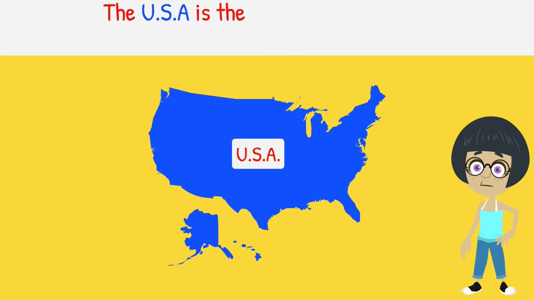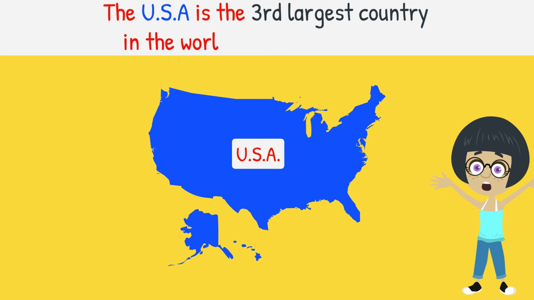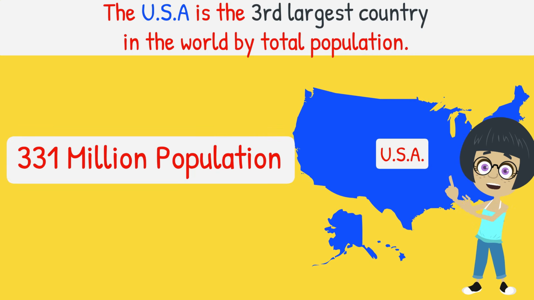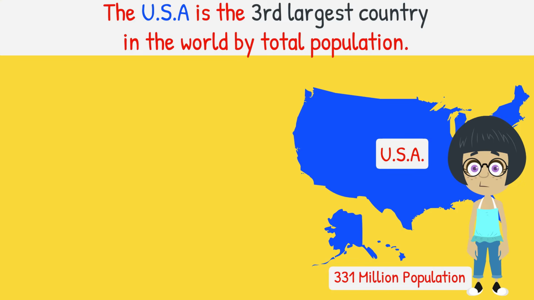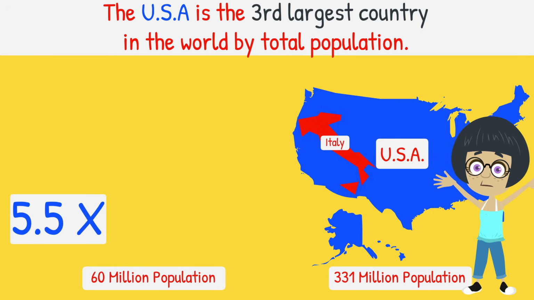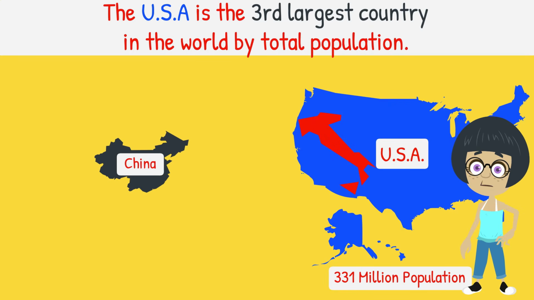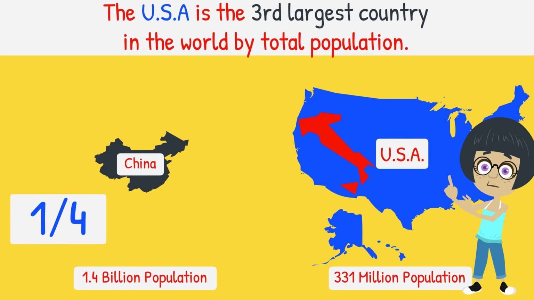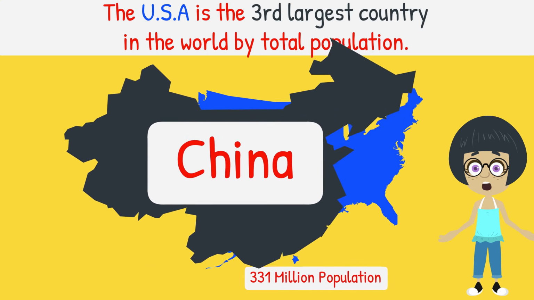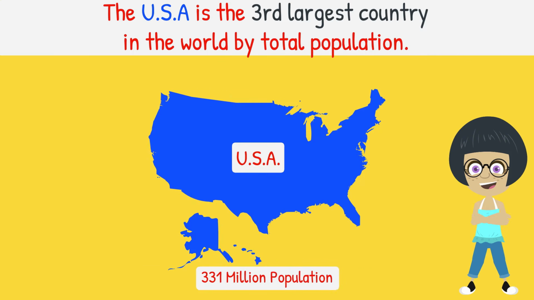The USA is the 3rd largest country in the world by population. It has a population of 331 million. It is 5.5 times more than the population of Italy, which is 60 million. But China has the largest population in the world, with a whopping 1.4 billion people. It's 4.5 times bigger than the USA.